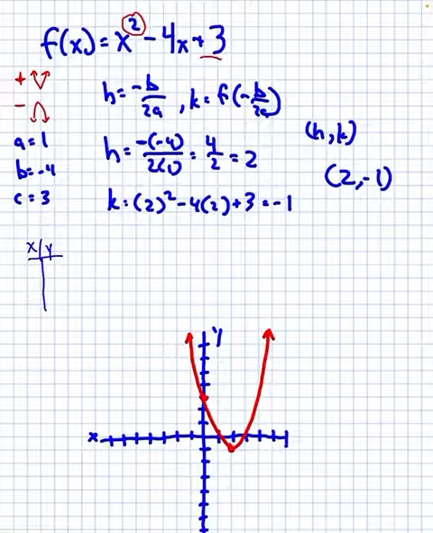I'm going to say it again. The first thing you should look at, if it's positive, is opening upward. Then it's going through 3. Negative b over 2a, we find our h, and whatever we get for h, we plug it into the original function. And that's going to give us our vertex.